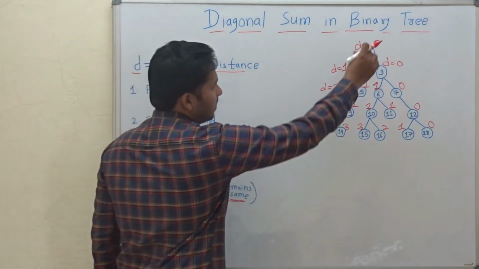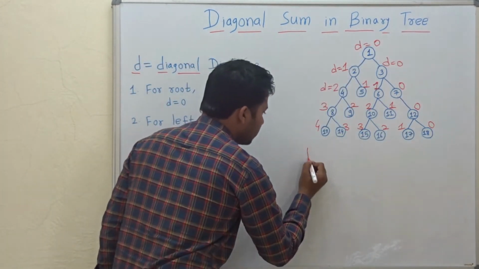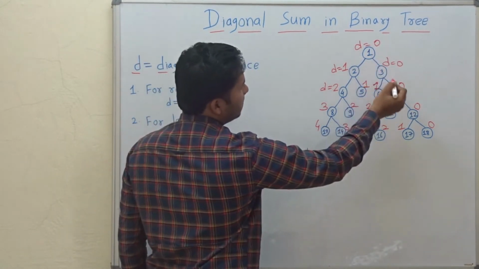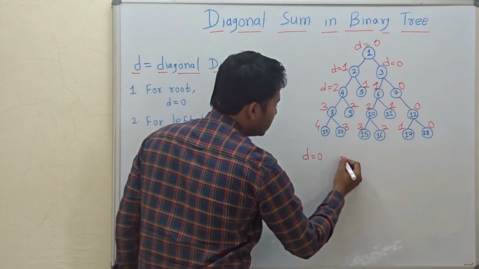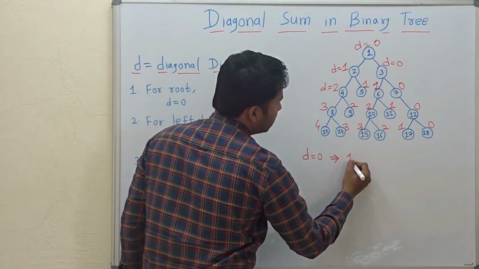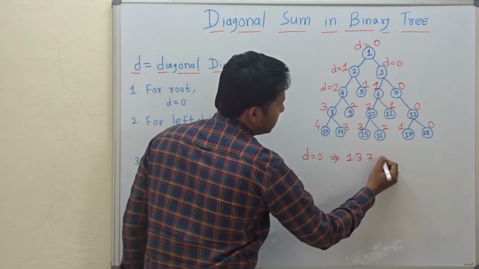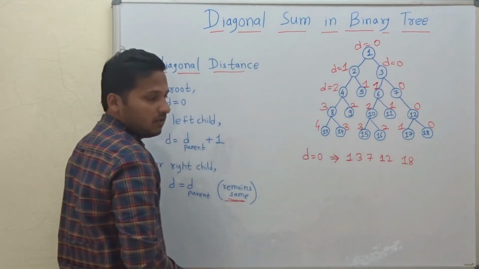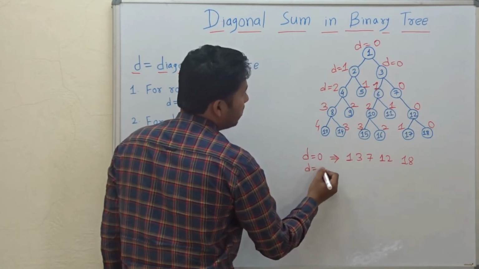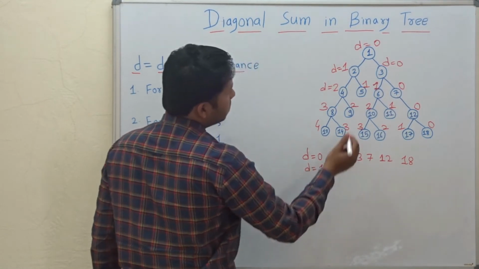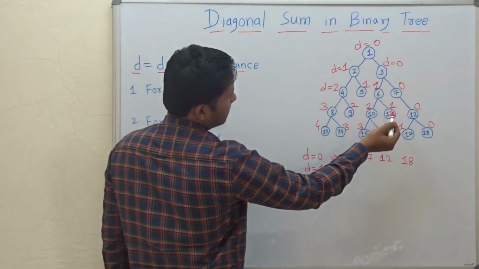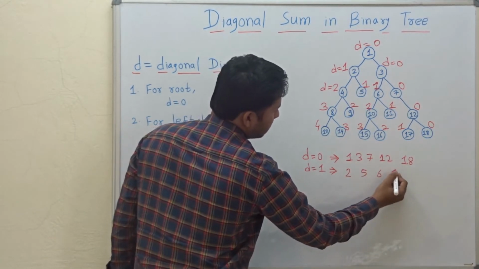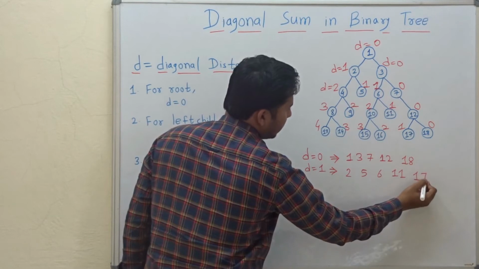Now, all the distances reflect each diagonal. So for D is equal to 0, how many nodes are there? 1, 3, 7, 12 and 18. So this is one diagonal. Then for D is equal to 1, what are the nodes? 2, 5, 6, 11 and 17.